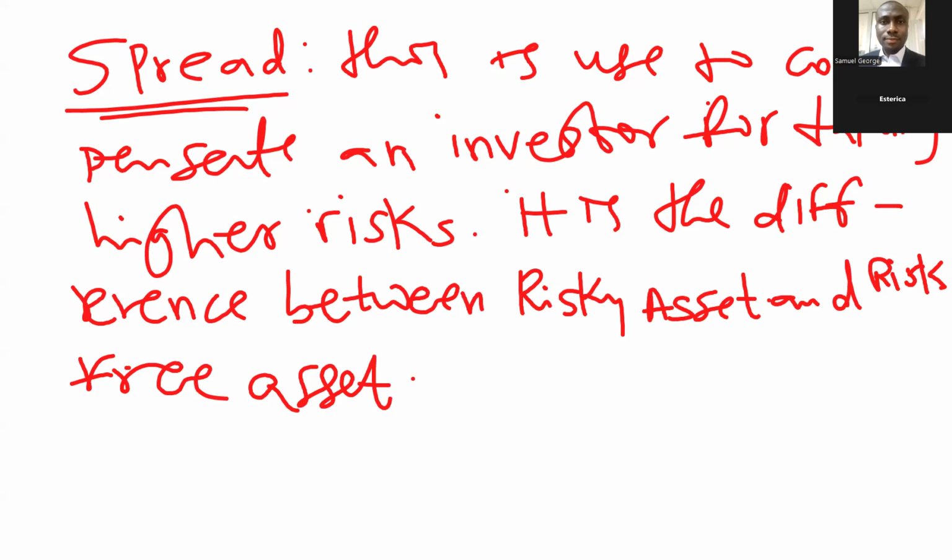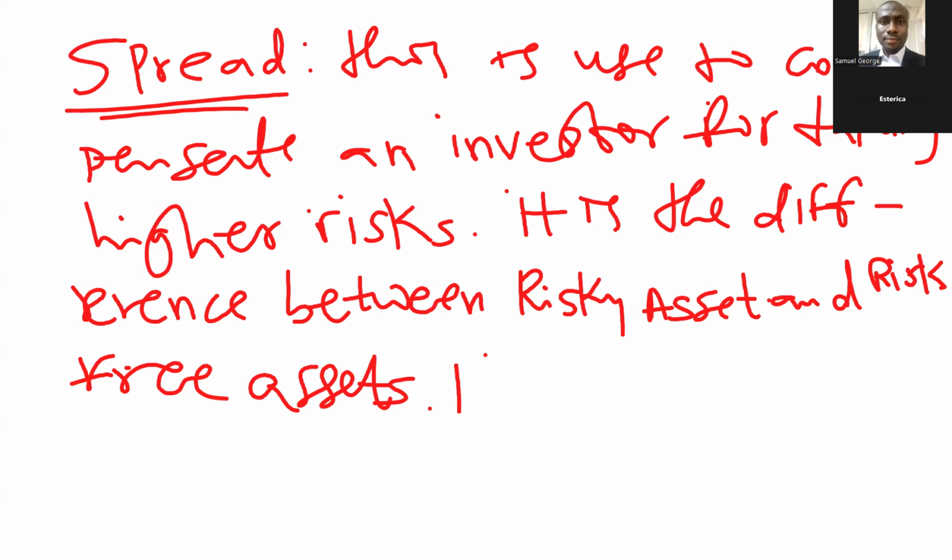So for example, Dangote Sugar is issuing a bond. Dangote is a normal company, so the bond is risky. Then government is issuing a bond. Government is government, so its asset is not risky, because Dangote Sugar can fold up but government will not fold up. That's where we are saying risky. So whatever the government is paying is called the risk-free rate, while Dangote is a risky asset. The difference is the spread.